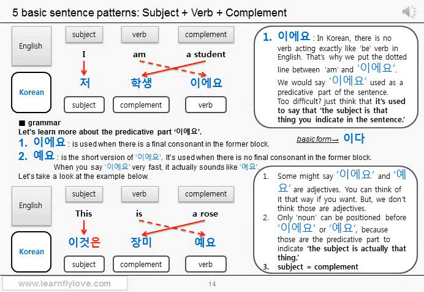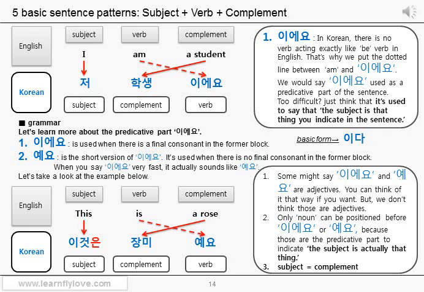Let's say goodbye to the sentence pattern number 2, subject plus verb plus object for a while. And let's learn the sentence pattern number 3, subject plus verb plus complement. Let's see the English sentence first. I am a student. How do we say this in Korean?